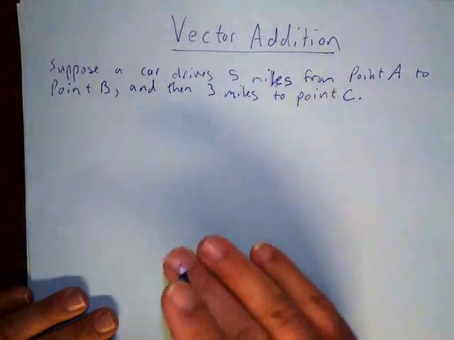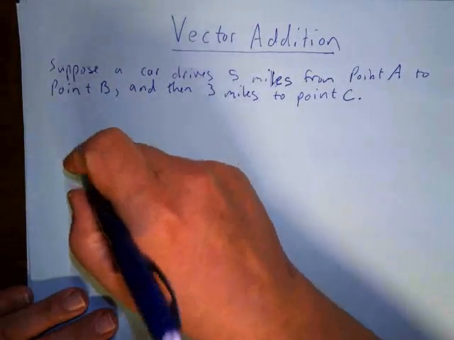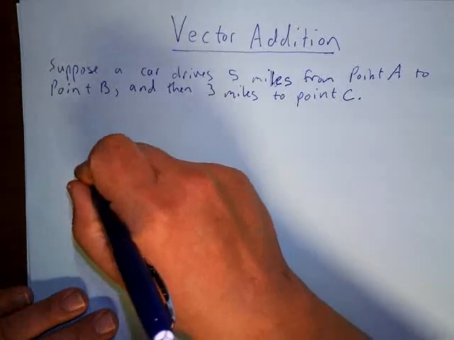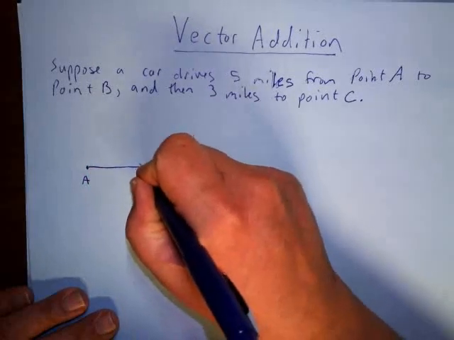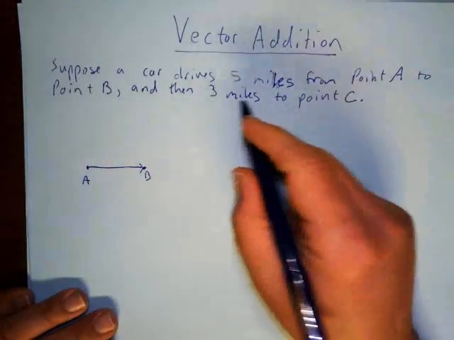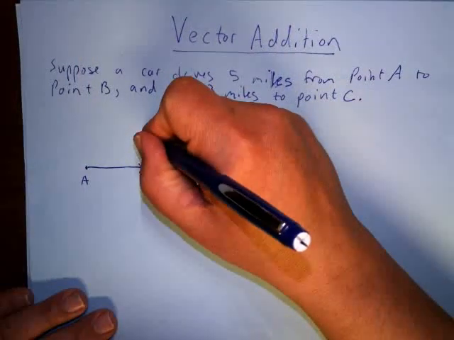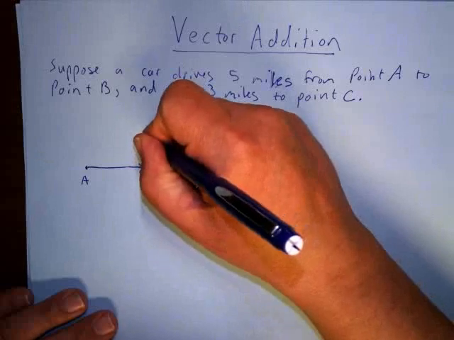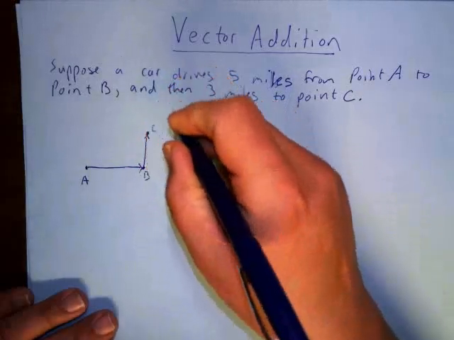So let's just assume, first of all, that when it drives from point A to B, it's going exactly east. Okay, so B is east of A. And then when it drives 3 miles to point C, C is directly north of A. And it drives 3 miles. And we'll say that is C.